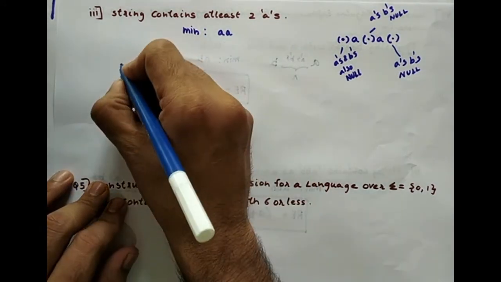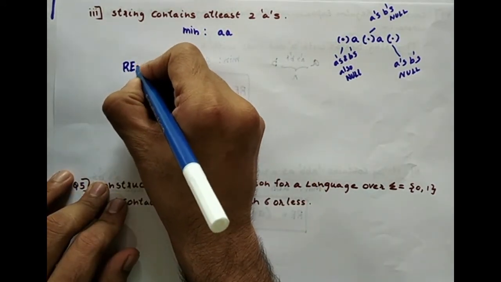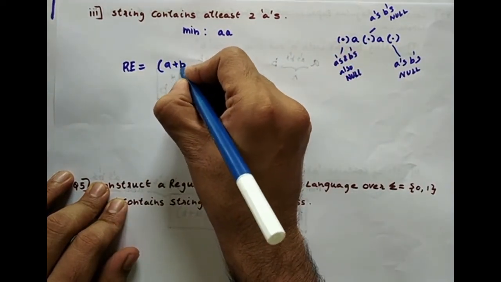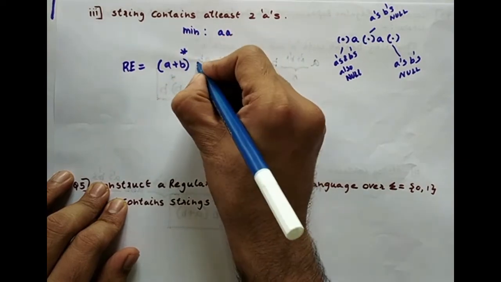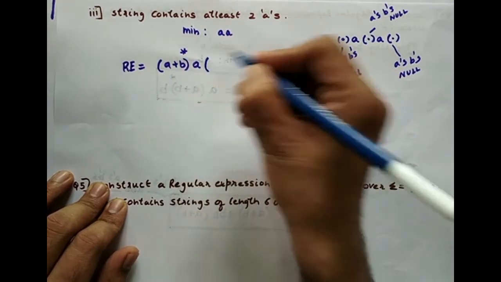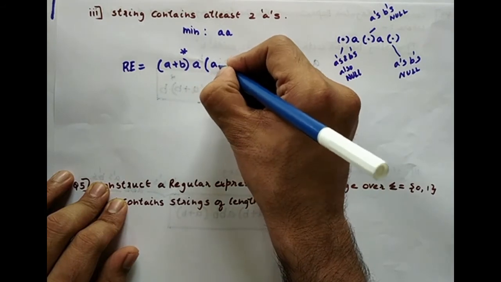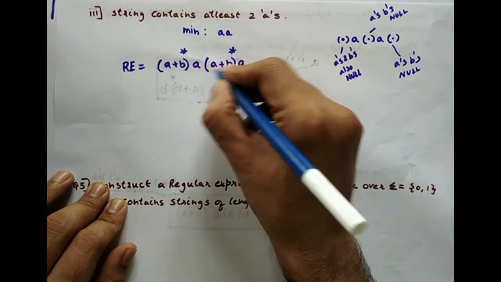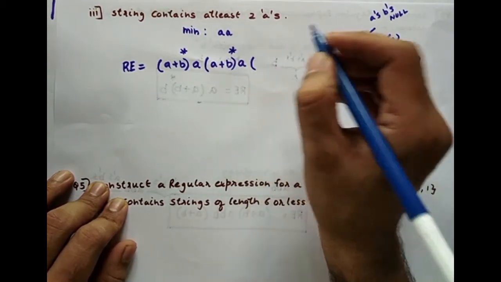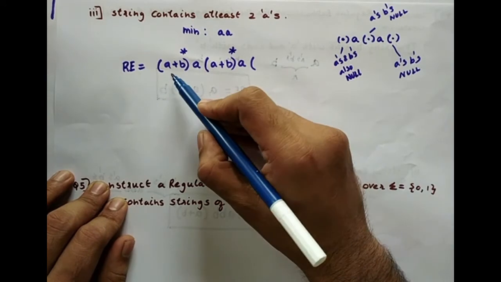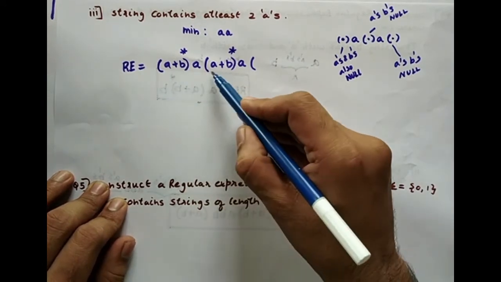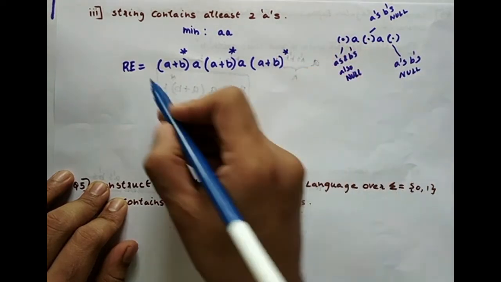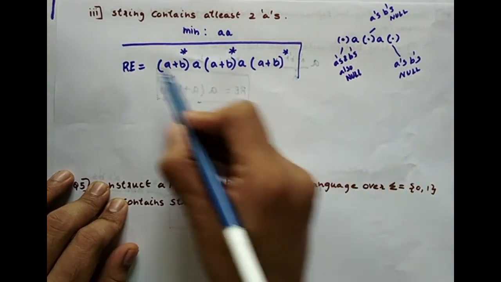So in general, the required regular expression will be: first part could be any combination of a's and b's, so (a+b)*, followed by a compulsory a. Then the middle part also could be any combination of a's and b's, so (a+b)*, followed by the compulsory a. So these are two compulsory a's. Any more a's, if they are there in the string, will come either in this part or in the last part. So this is the required regular expression.